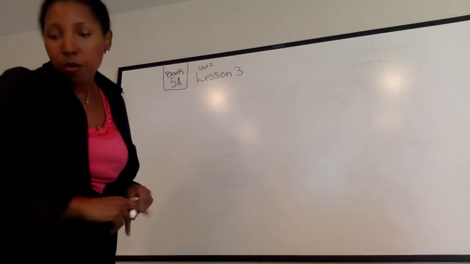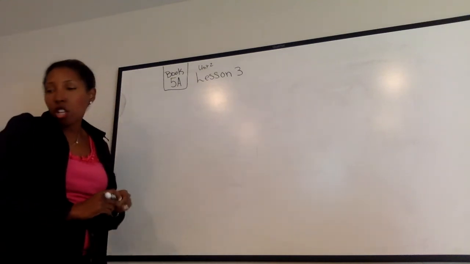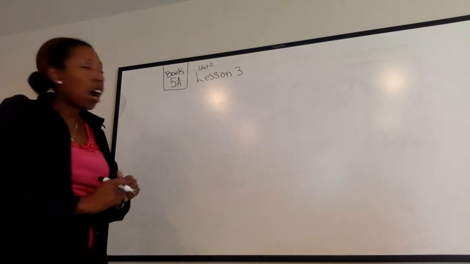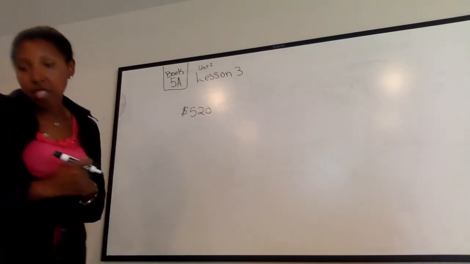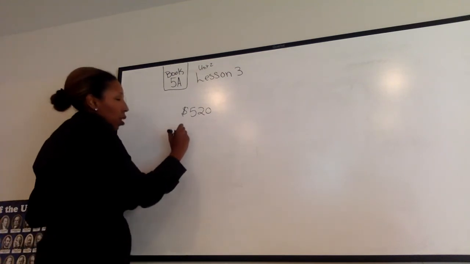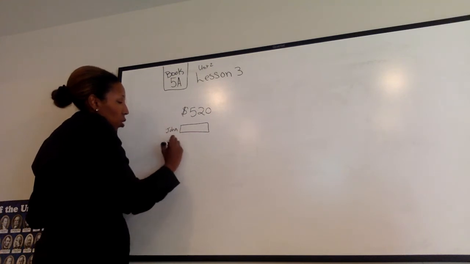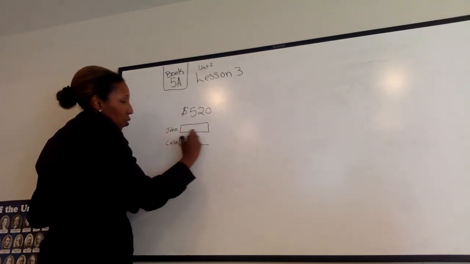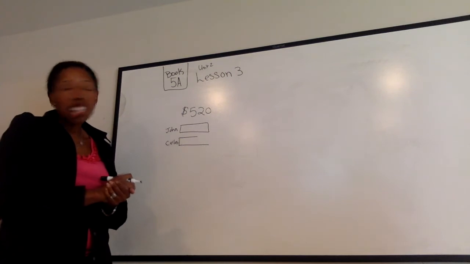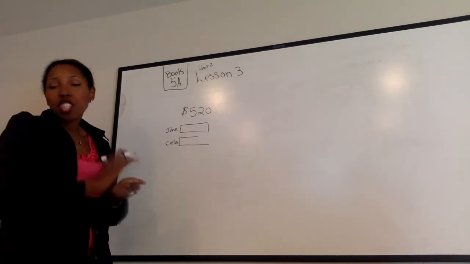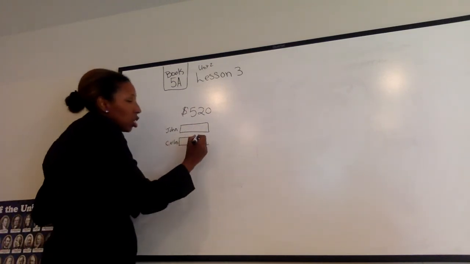All right, the next problem talks about John and Carlos. John and Carlos shared $520 between them. All right, so there's $520. And we have the two guys, John and Carlos. I'm going to draw it like this because I don't know if Carlos has more or less. The next thing says John received 110 more than Carlos. So John has 110 more.